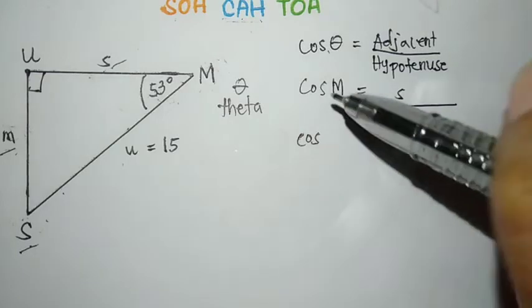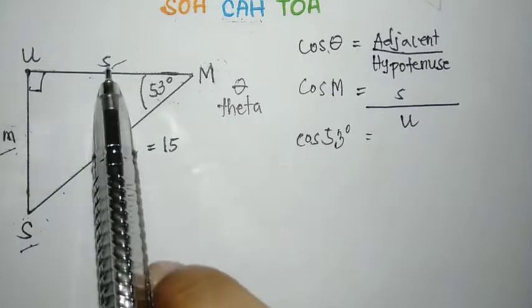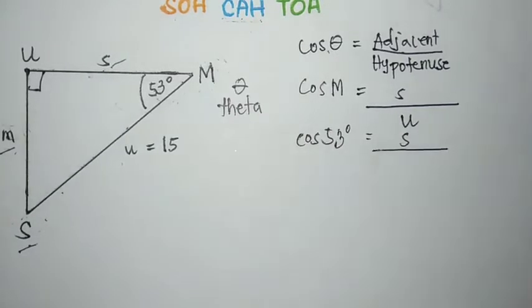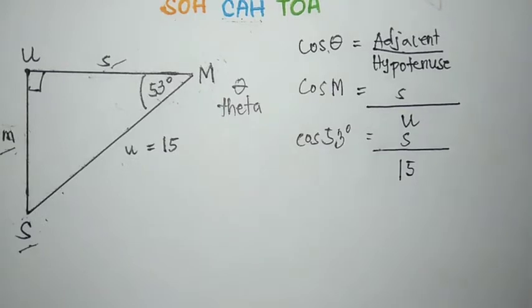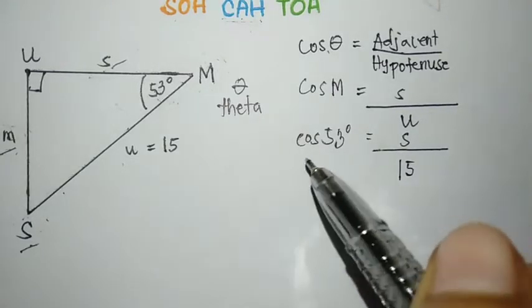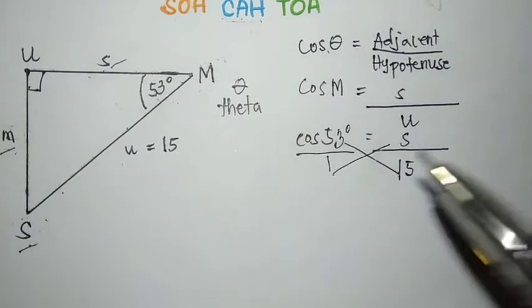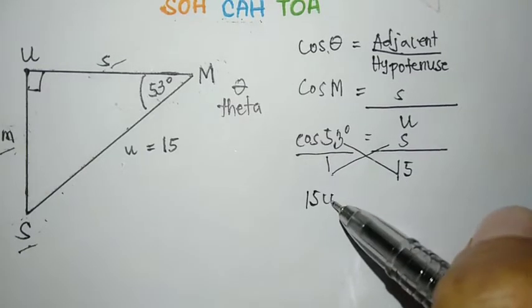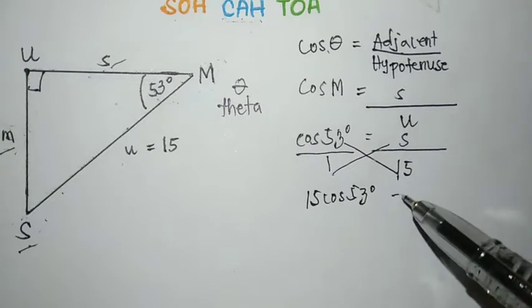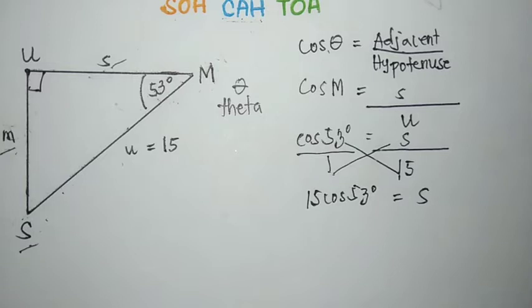So, we have cosine of 53 degrees is equal to, ang ating S syempre wala kasi siya yung hahanapin natin, over U, which is equal to 15. Right after that, ang gagawin nyo lang dyan is to cross multiply. Automatically, magkakaroon dito ng over 1. So, cross multiply: 15 times cosine 53 degrees is equal to 1 times S, which is S. Right after that, kailangan mo ng calculator.